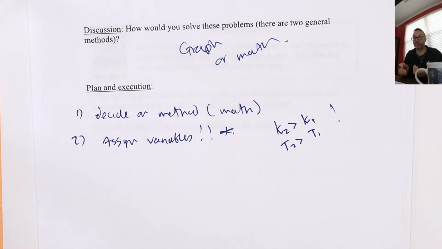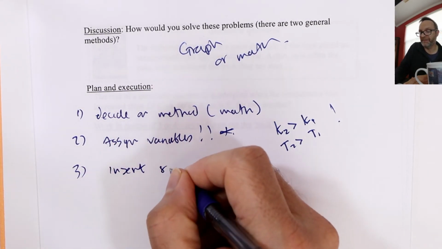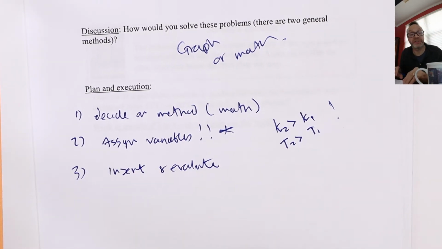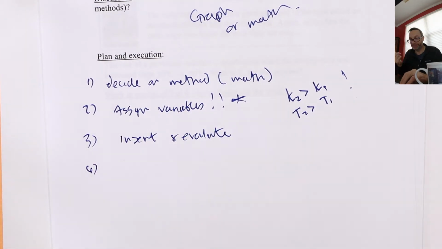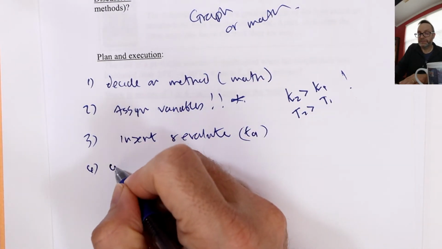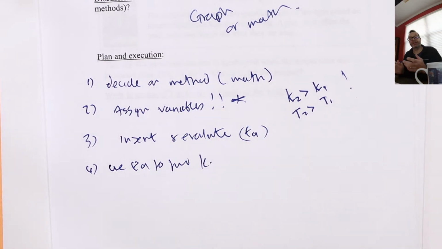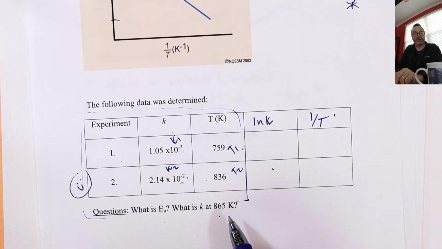So all we're going to do is stick those numbers into the equation. We call it plug and chug in physics, because that's all they do. That's a joke. Insert and evaluate, right? And then once we've got that, we can find EA. We can use EA to find K at a different temperature, which was the follow-up question, okay? So what is EA? What is K at this new higher temperature?